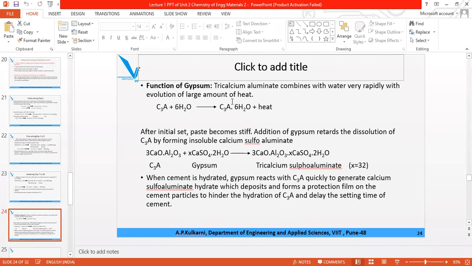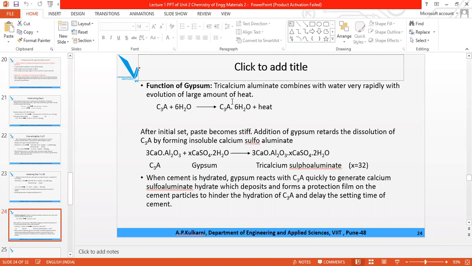Now the gypsum, function of gypsum, which we have to add. So C3A plus 6H2O, you know that it gives 880 kilojoule per kg. But if that much amount of heat is evolved, the strength of the construction work is very low, and therefore you need to add gypsum. How much amount of gypsum needs to be added? That depends on how much strength you want to improve, or how much period of the initial setting you want to improve. Usually it is 3 to 4 percent, XCaSO4.2H2O, where X is 32.